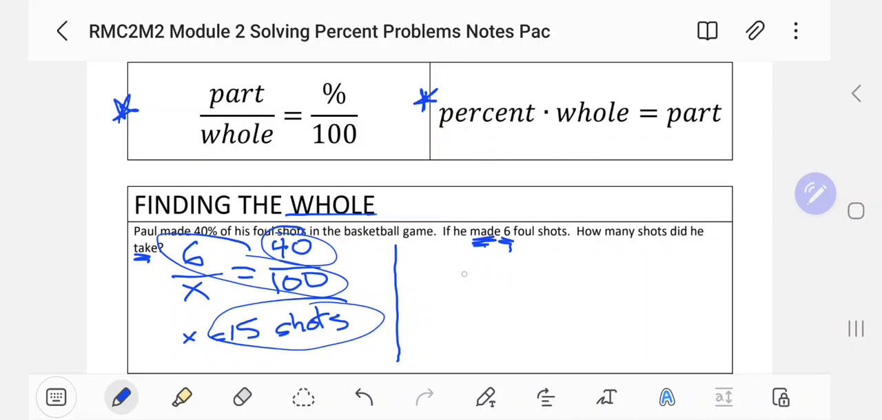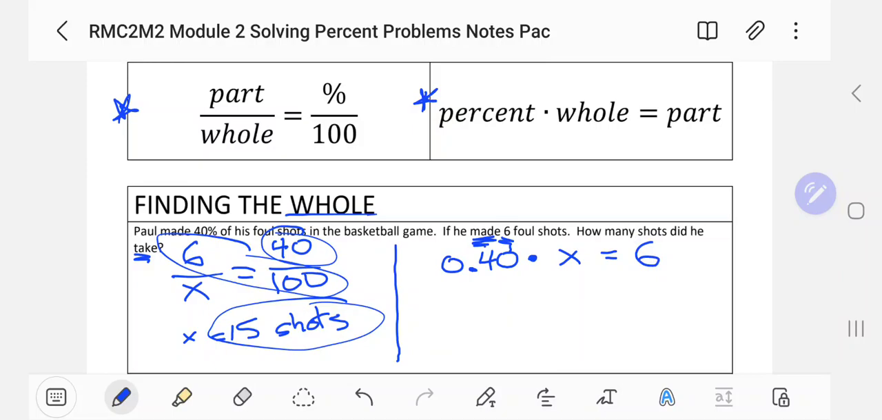All right, now we got percent times whole equals part. We're going to try it with the percent equation. Now this will take some practice, but some of you will get really good at this method. It's percent times the whole. The whole we do not know. We do know that what we get when we take the percent of the whole, it's going to come out to 6.